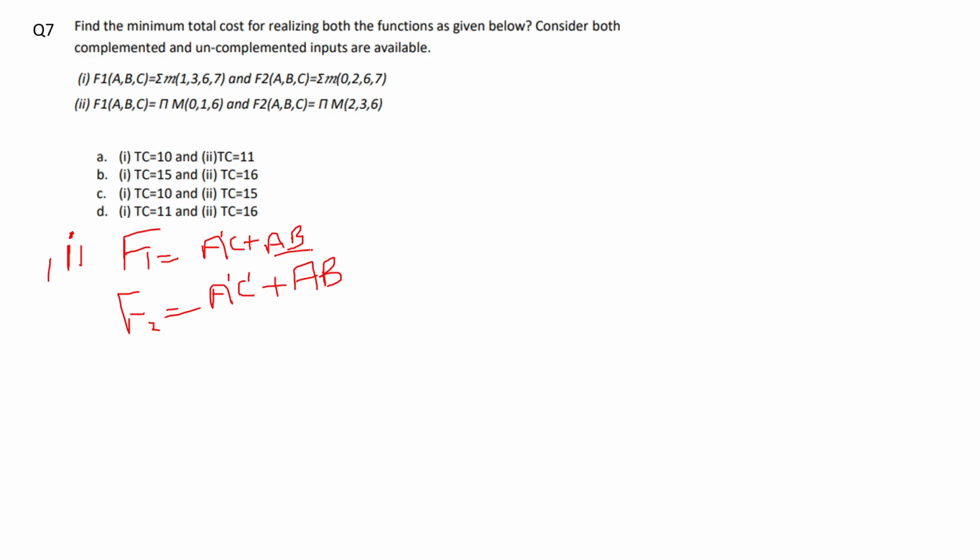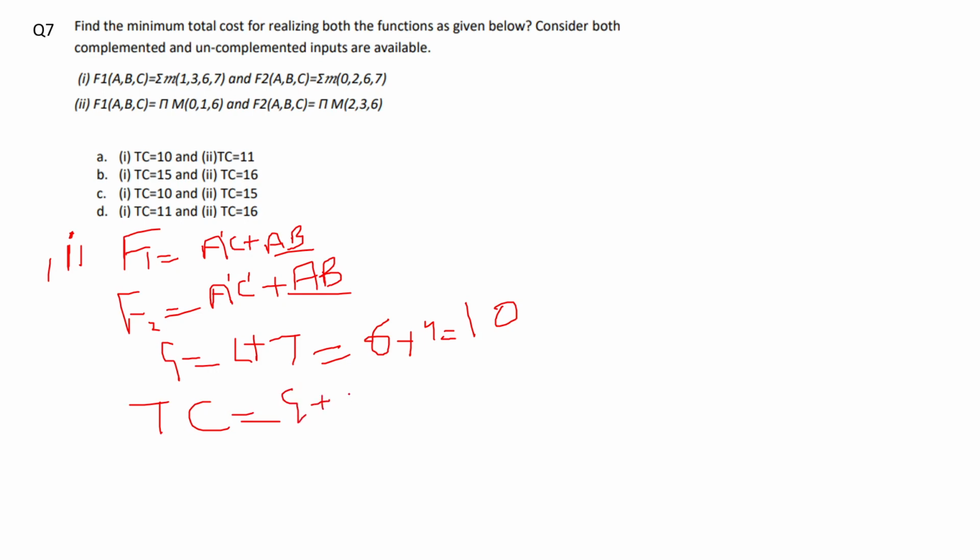So here these two terms are shared. So let us first get the gate cost. It will be the number of literals, that is L, plus the number of terms, T. So L will be equal to 1 2 3 4 5 6, and the number of terms is 4. So 6 plus 4 is 10.